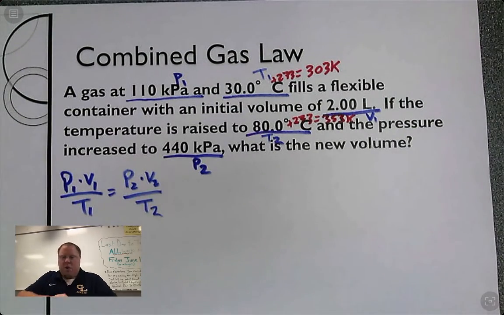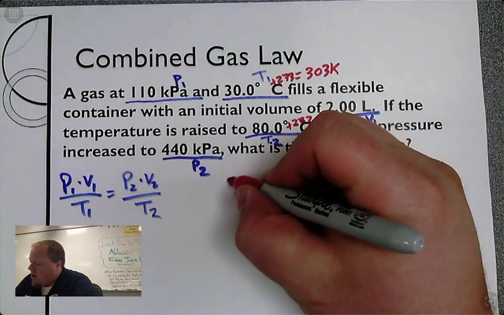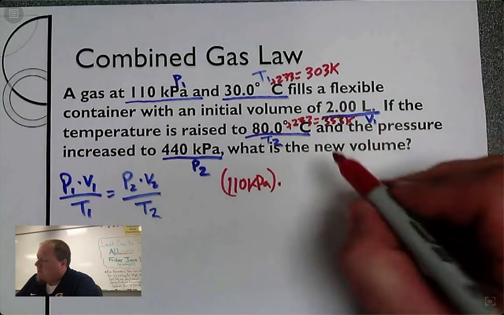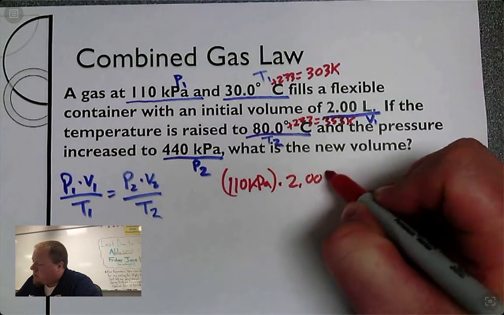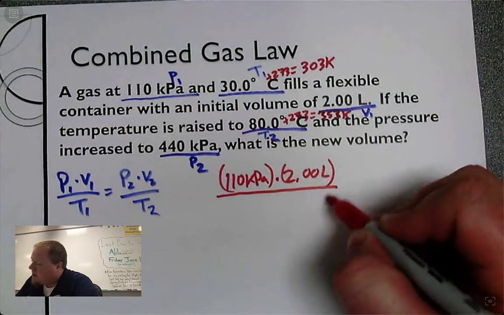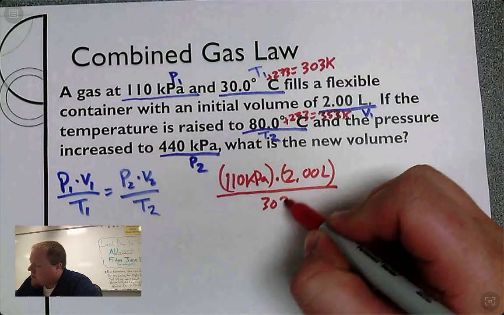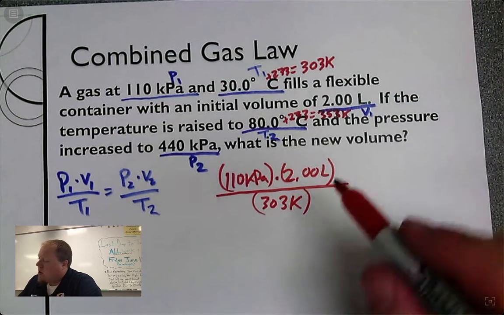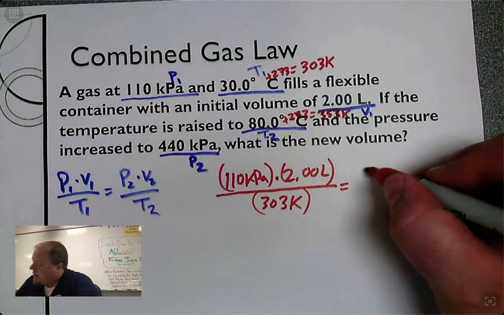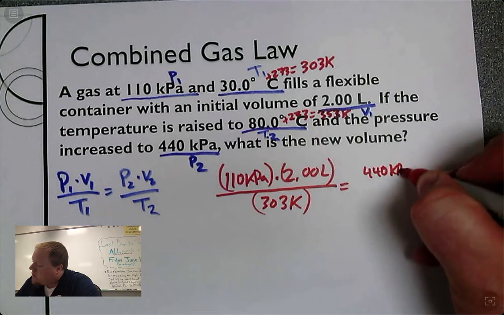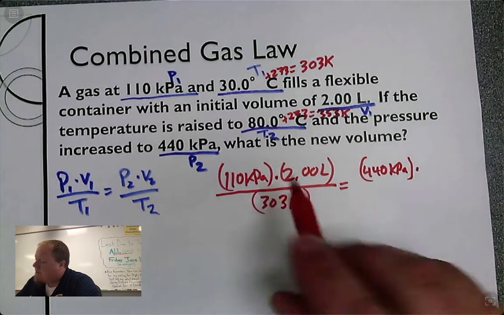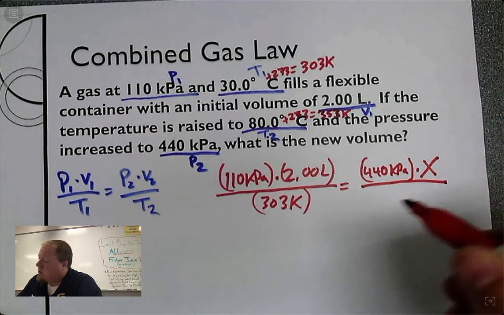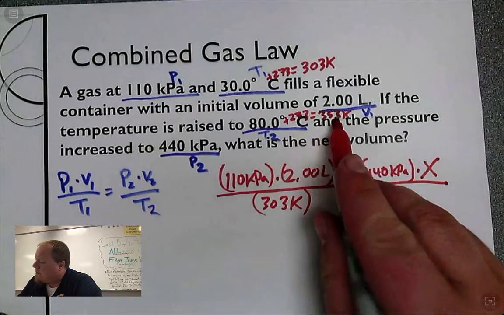Okay, so I'm going to take all these numbers and plug them in. We have 110 kilopascals, P1, times our volume, V1, 2.00 liters, divided by T1, which is 303 Kelvin, equals P2, which is 440 kilopascals, times V2, I don't know that, that's what I'm looking for, X, divided by T2, which is 353 Kelvin.